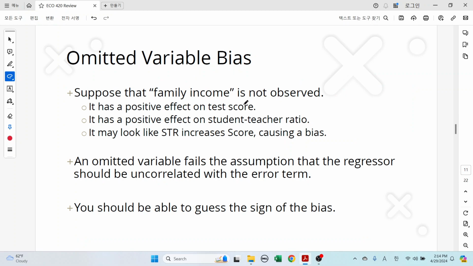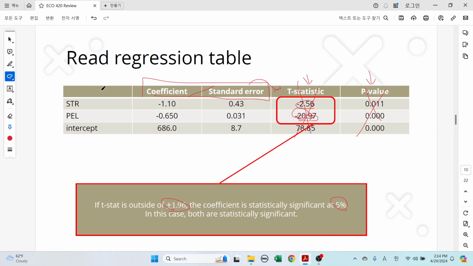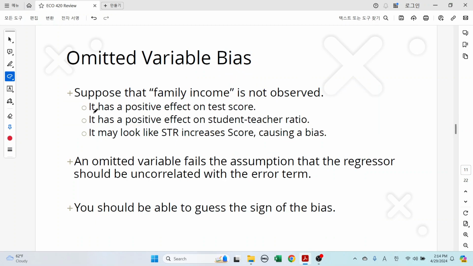Okay. And omitted variable bias. In this regression, let's think about the validity of this regression. Then you need to think about any missing important variables, such as family income, right? For example, we know that it is really important in determining the test score and student-to-teacher ratio, but suppose it is not observed. Then what happened?